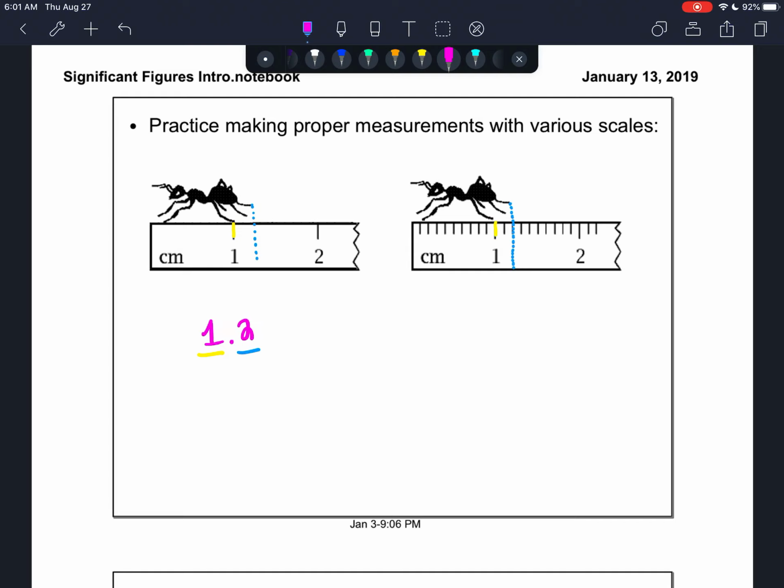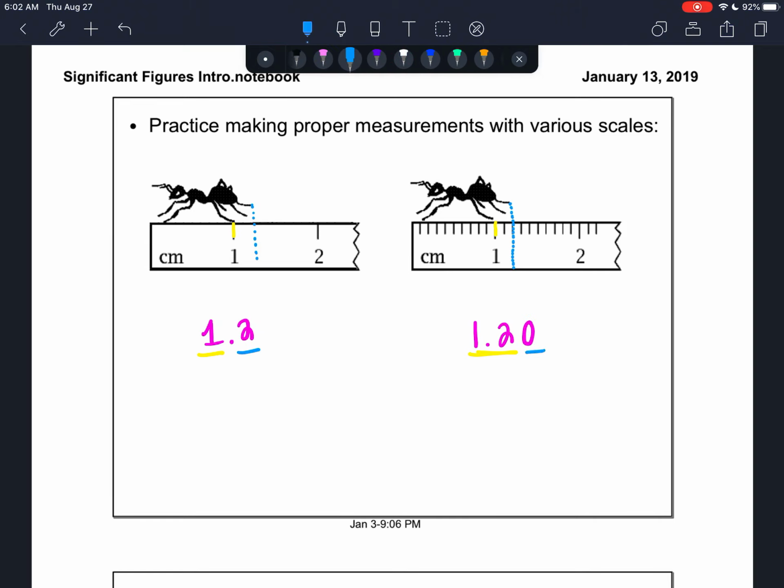How would I write that measurement? Well, I know for sure that he's 1 centimeter. And since he's on the 1.2 tick mark, I know for sure that he's 1.2 centimeters long. So this is a certain digit. But I also need an uncertain digit. I need an estimate. Now, if I'm guessing that he's falling on the 1.2 tick mark, which I'm guessing based off of that blue dotted line, then my estimated digit is going to be 0.